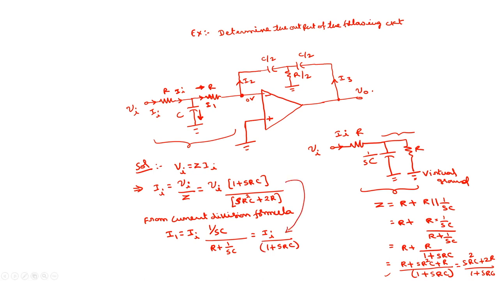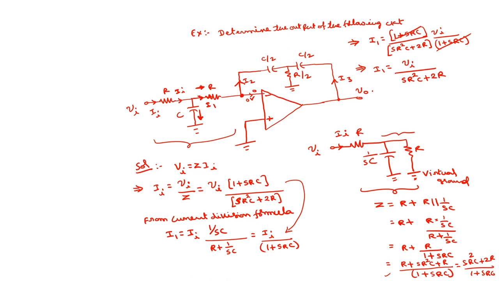If I substitute II here, what will be I1? II is (1 plus SRC) divided by (SR square C plus 2R) into VI, multiplied by 1 by (1 plus SRC). The 1 plus SRC terms will get cancelled. We get I1 as VI divided by SR square C plus 2R. You can see that this I1 flows through the feedback path also, because the current here is 0, as the operational amplifier is ideal. So the entire I1 flows through this, and this is also equal to I2. I will call this equation 1.